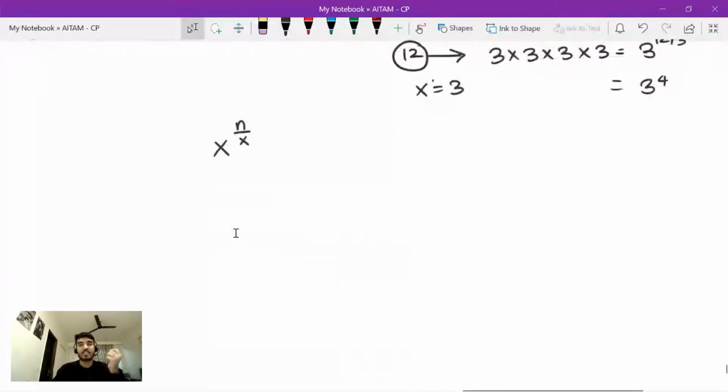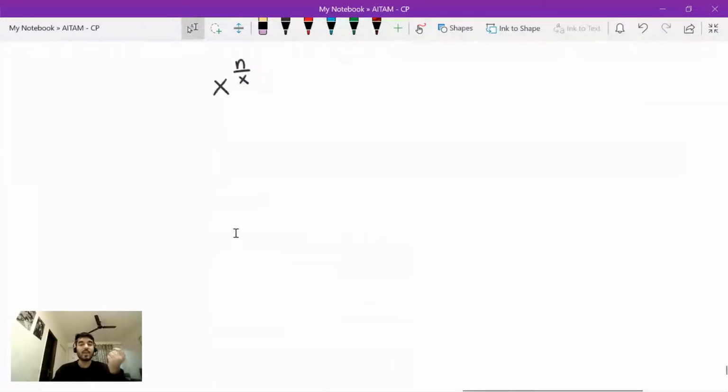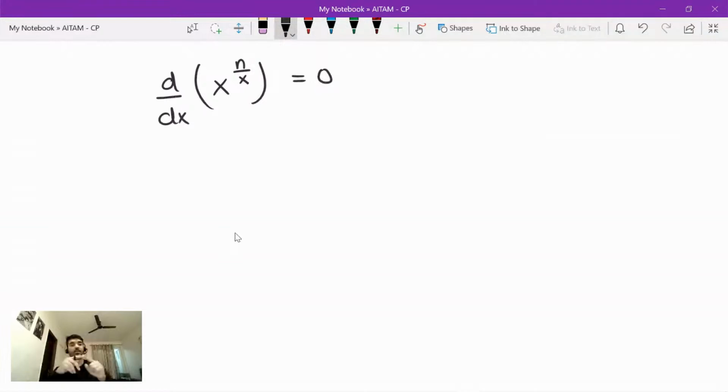And to get the maximum, the local maximum, we all know I have to take a derivative. I have to take the differentiation with respect to x. So I need to find d by dx such that d by dx equals 0 to get the maximum value of this equation.